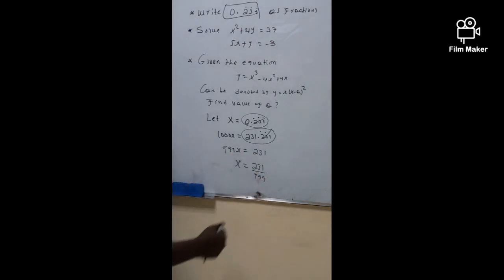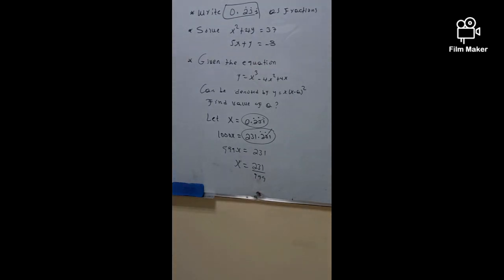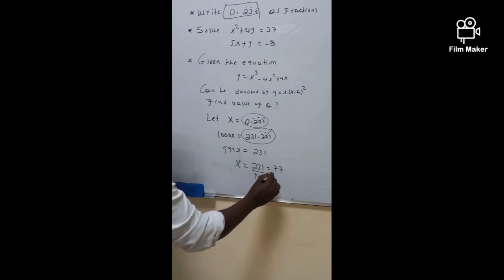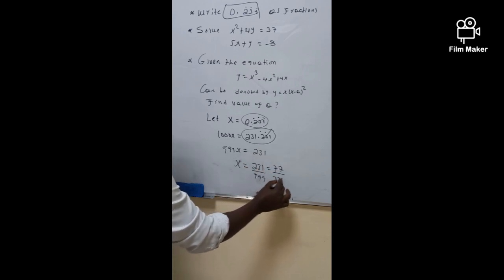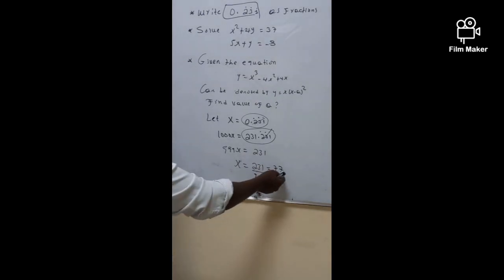Now, if you want to simplify this or put it in its lowest form, you can divide the numerator and denominator by 3, because the sum of the digits, 2 plus 3 plus 1, is 6, so it can be divided by 3. Dividing by 3, 231 becomes 77, and 999 becomes 333. Can we divide this by 3 again? No.